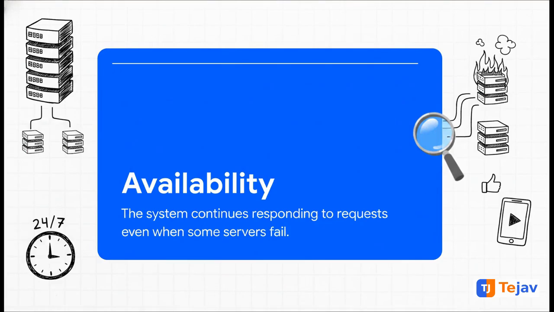Moving on to pillar number two. Availability. This simply means the system continues to respond to requests even when some of its servers literally catch fire and fail. Imagine if one of Instagram's massive servers crashes. As a user, you don't care about their server room issues, do you? You still expect to be able to scroll your feed, like photos, and upload videos using their other operational servers. A highly available system ensures that users rarely, if ever, experience downtime. They prioritize keeping the lights on no matter what.